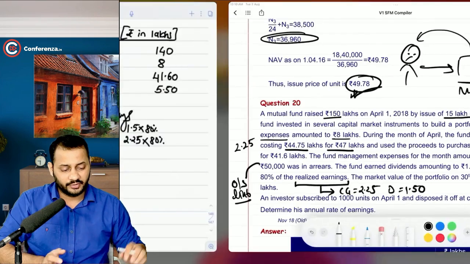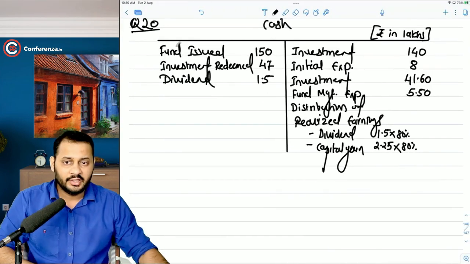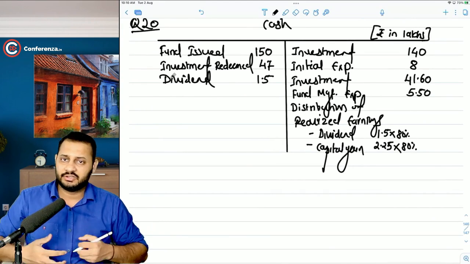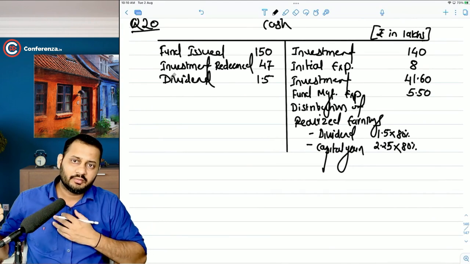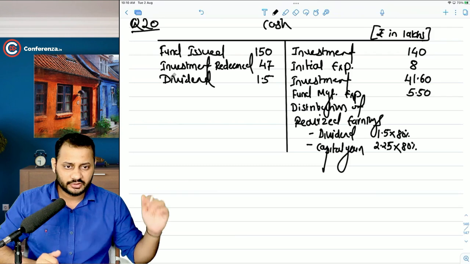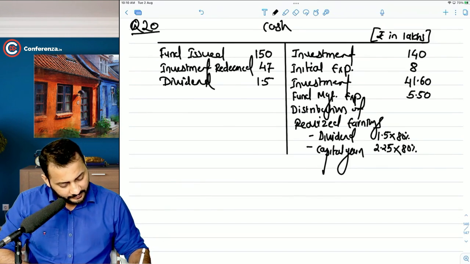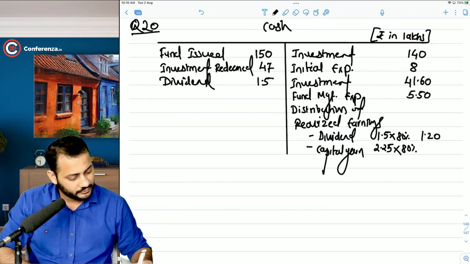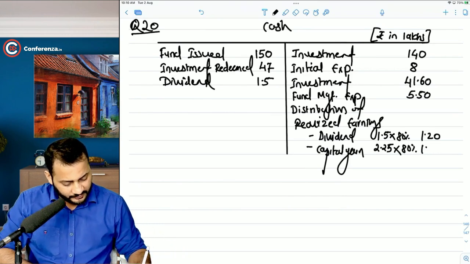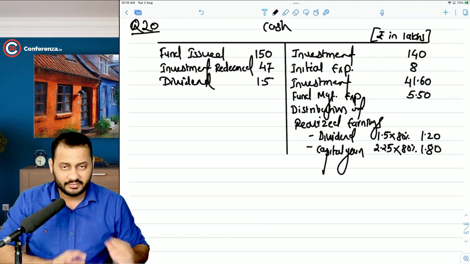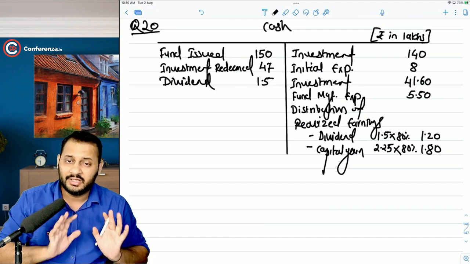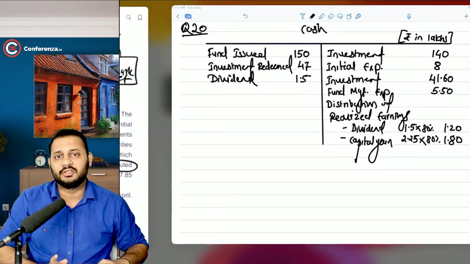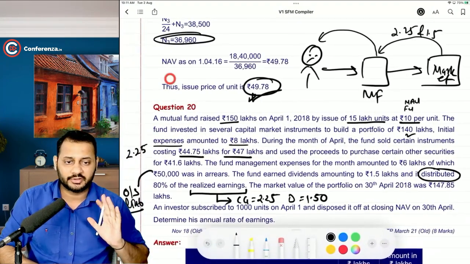So it is distributed. That's an expense to the mutual fund. The earning we are receiving is one thing, but the amount that we are paying to the investors will be an expense to us. So 1.5 into 80% comes to 1.20, and 2.25 into 80% comes to 1.8. So this much we have distributed. So we don't have that much in our bank account anymore, right? We have distributed 80% of the profit. We have kept only 20% of it.